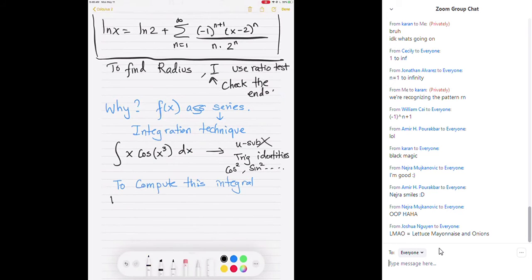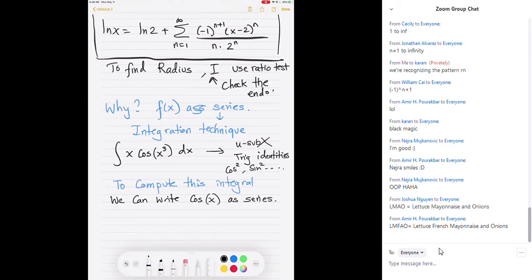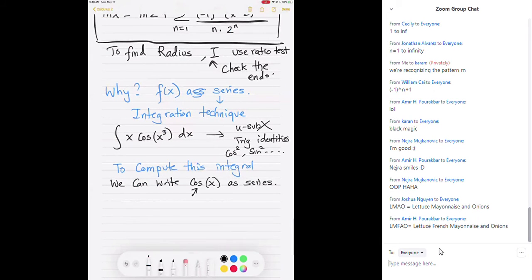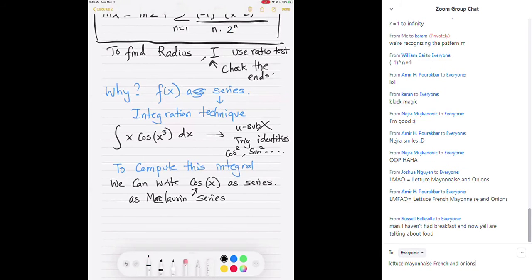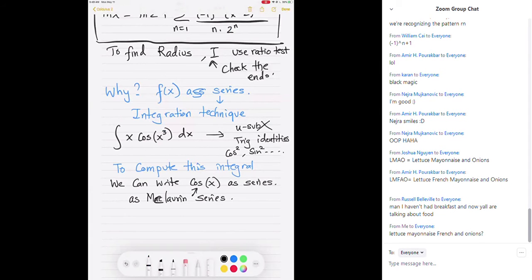To compute this integral, we can write cosine x as a series. How do we do that? We write it as a Maclaurin series using that table. The question is, what do we get? If you look in your book, these are the standard series, and sometimes they give it to you. If we had more time, we would have done more complex examples and they would have been given to you.